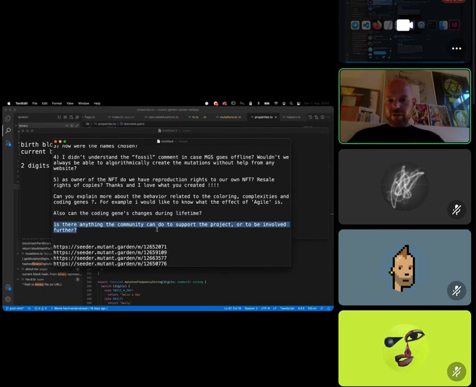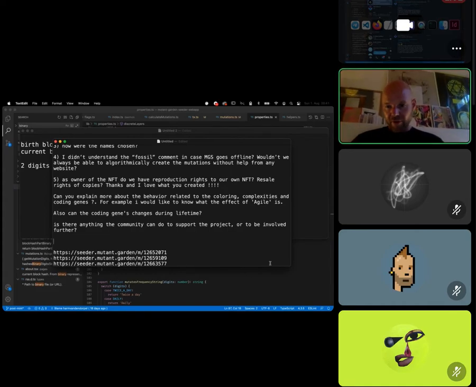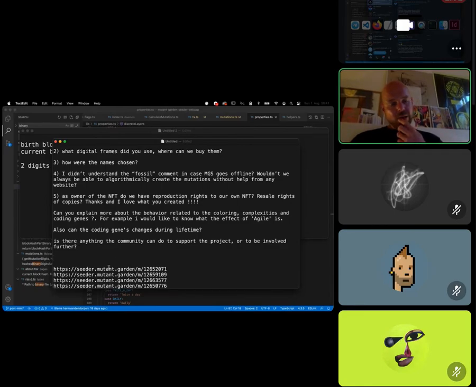Is there anything the community can do to support the project? Yes. I am going to publish the Mutant Garden website in an open repository so people can look at it and file issues or pull requests. Also, the standalone Electron desktop app will be open source, and it would be great if people can look at how it works. Also write issues and file pull requests, because being able to recalculate the mutations and the development of the mutant in a deterministic way is very essential. And this needs to happen without any dependence on my server.